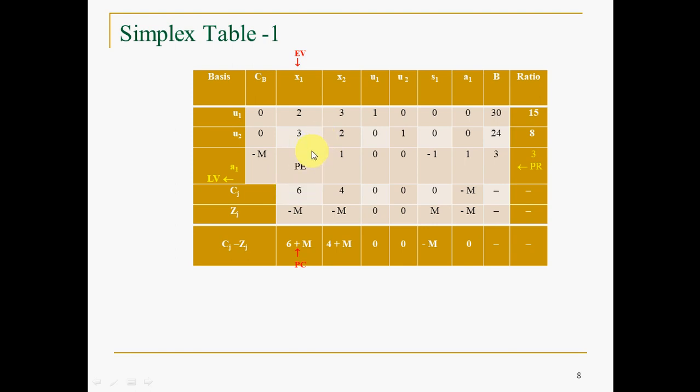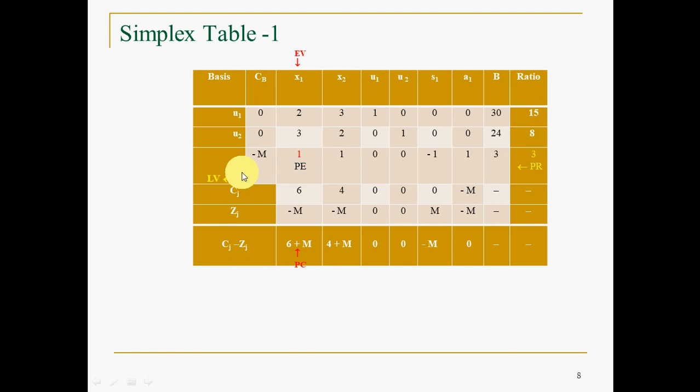Now as usual, the variable corresponding to PC, that is x1, is called the entry variable. The variable corresponding to PR, that is the pivotal row, is the leaving variable. What is the meaning of this? As it is not optimal, you have to move to the second table. While moving to the second table, you have to replace this leaving variable, that is LV, with EV. That is the first step that you have to perform while moving from simplex table 1 to simplex table 2. So you have to replace LV with EV.